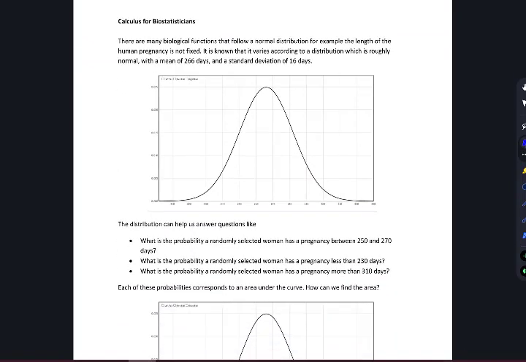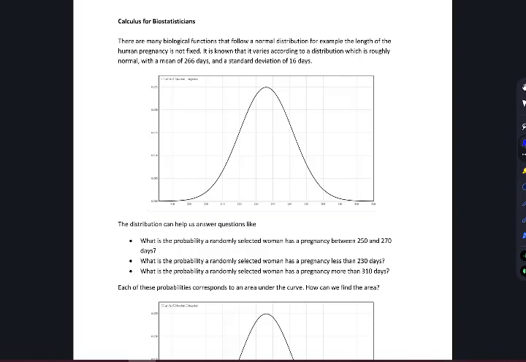All right, there are many biological functions that follow a normal distribution. For example, the length of human pregnancy is not fixed. It's known that it varies according to a distribution, which is roughly normal with a mean of 266 days and a standard deviation of 16 days. So one way to think about this is if we were going to randomly select a pregnant woman and we were interested in how long her pregnancy was going to be, we know not all women have a pregnancy of exactly the same length. It's going to vary some.